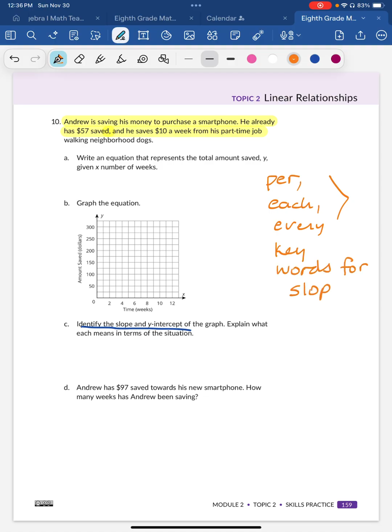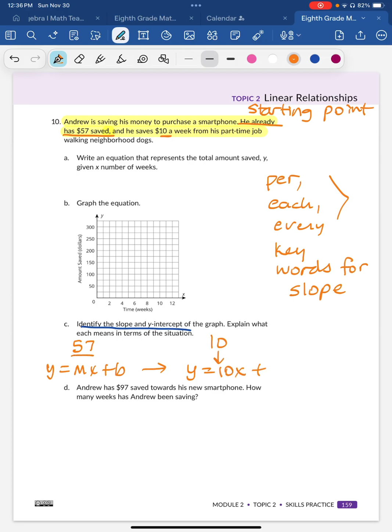So how much is he saving per week? $10. So the slope would be 10. How much did he already have saved when he started? Starting point, 57. So what would the graph look like? The equation, y equals mx plus b. Y equals 10x plus 57 because that's how he started.